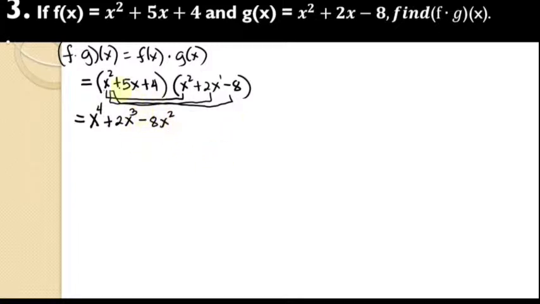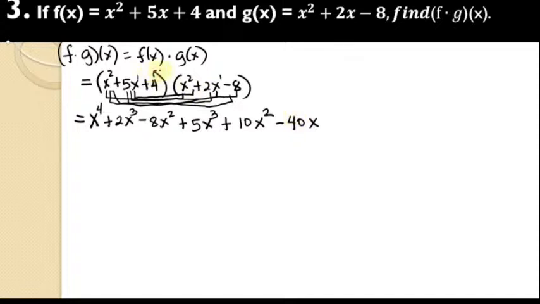So tingnan natin. So we have next 5x times x squared, so magiging 5x cube. Understood na may 1 dito, so 1 plus 2, that is 5x cube. Next, 5x times positive 2x, that is positive 10x square. Tandaan na may 1 ang exponent, so you need to add exponent. Then dito, 5x times negative 8, so that is negative 40x.